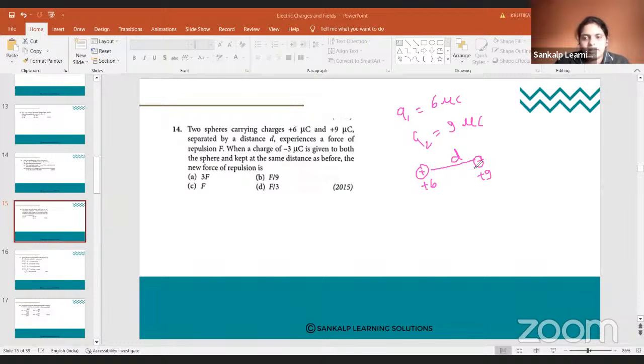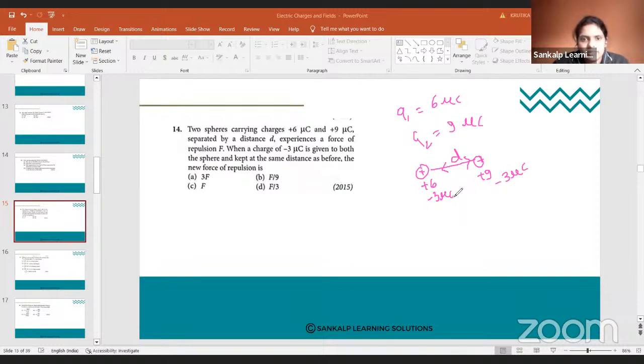What happens? Is there attraction or repulsion? There will be the force of repulsion. Yes, there will be the force of repulsion. Next part, see what they are saying: when a charge of -3 microcoulomb is given to both the spheres. So what are you doing? In the first sphere there is already +6, and you are giving a further charge of -3 microcoulomb, and in the +9 one also you are giving -3 microcoulomb. Given to both the spheres.